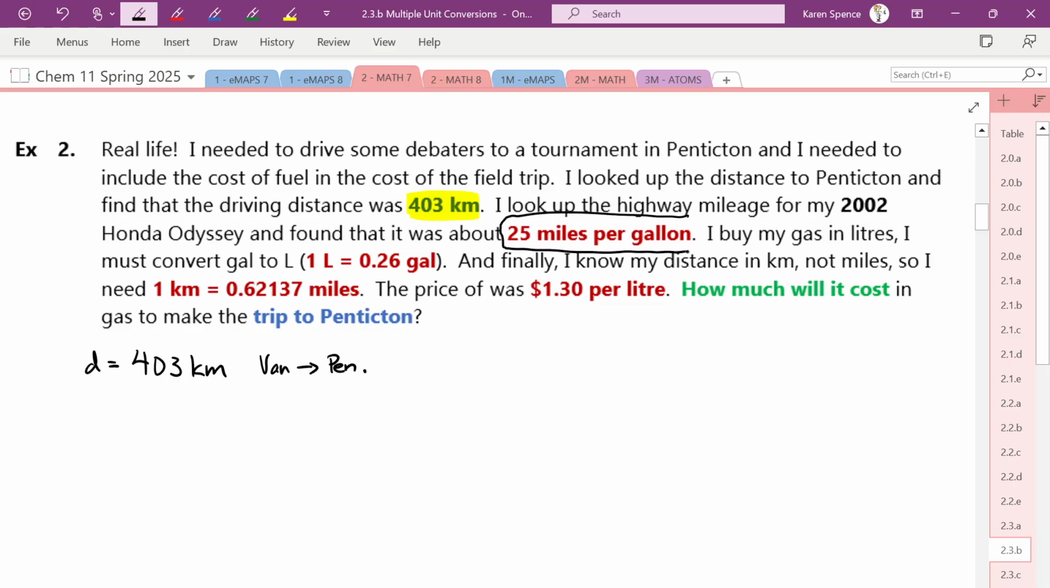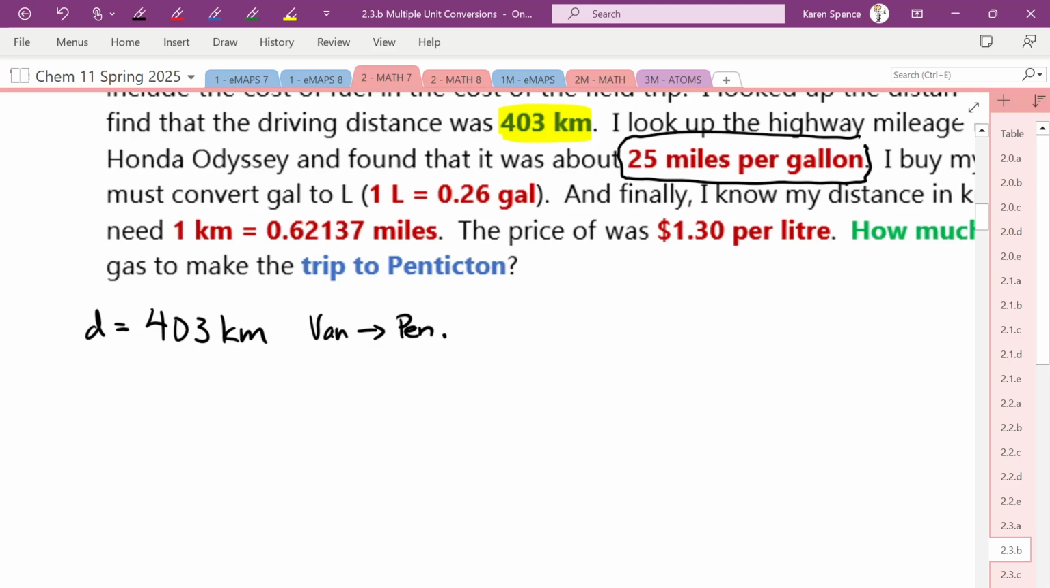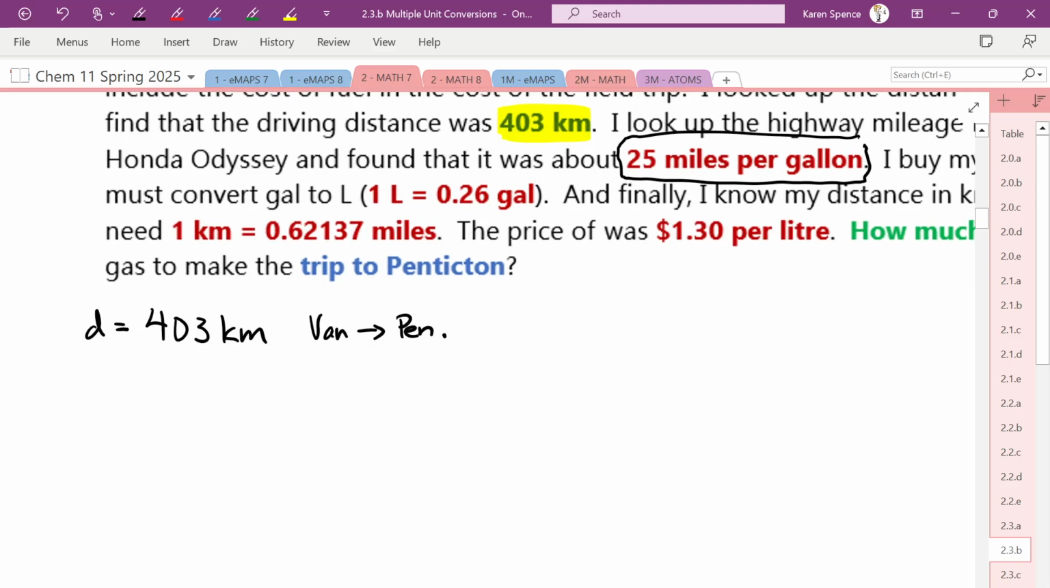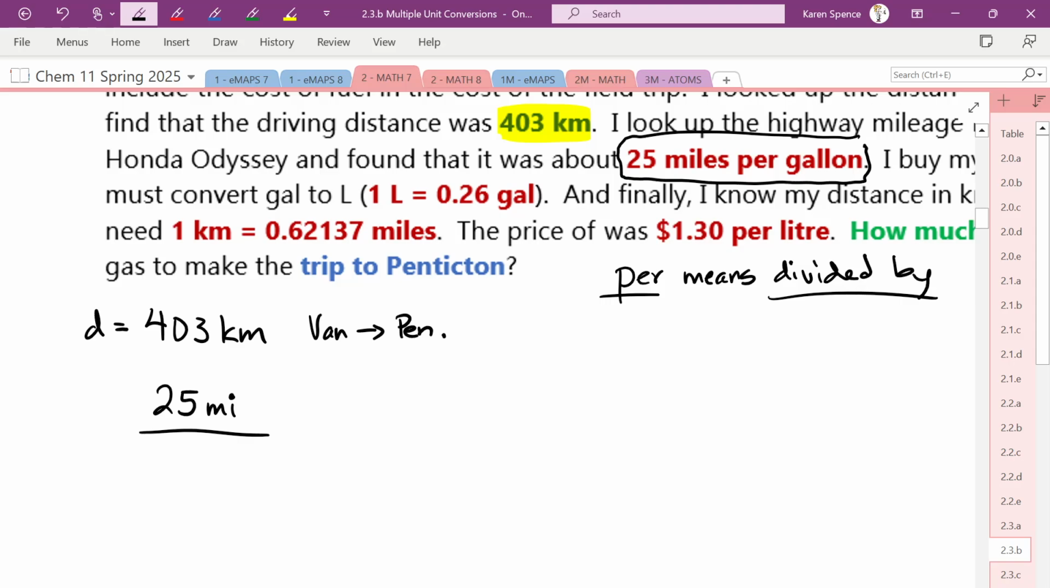Here's another number. How would I write 25 miles per gallon? I can shorten miles to MI. That is the abbreviation for miles. What does per mean? Every 1 gallon. Per means divided by. Yes. So per means divided by. So I'm going to divide 25 miles per 1 gallon.